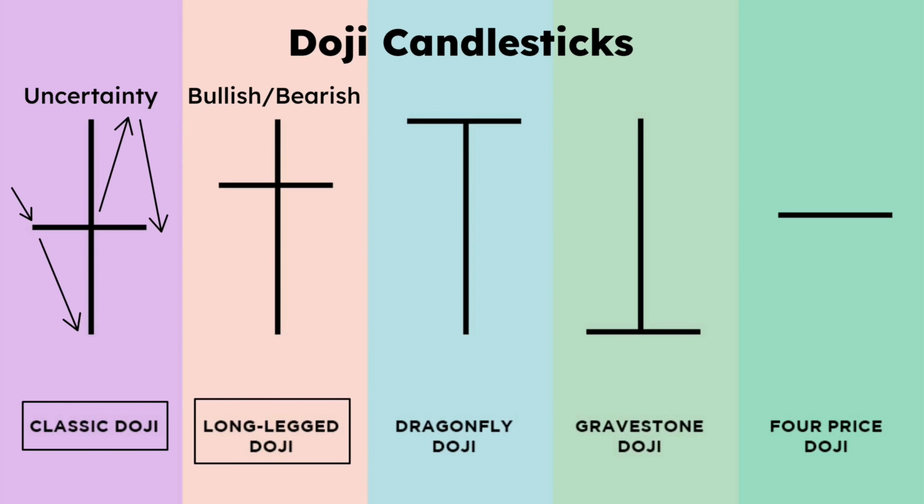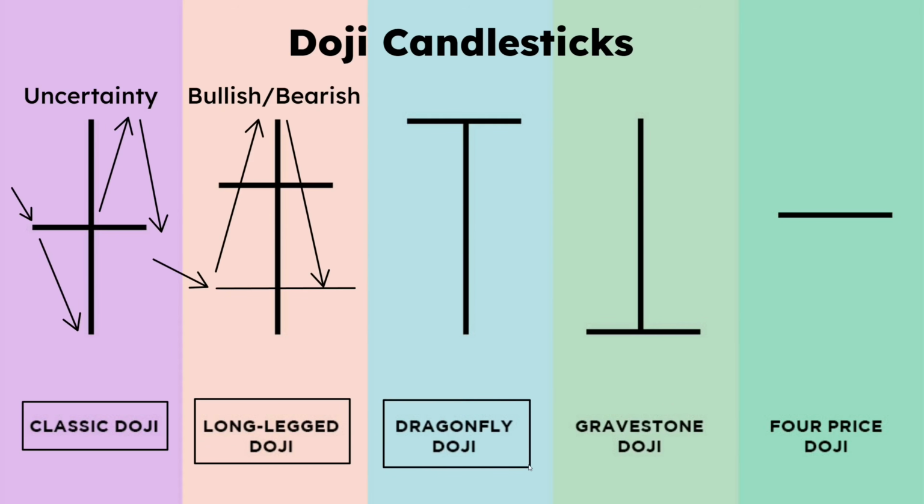But for example, if the body instead were all the way down here, then you can see that it opened here. During the candle, it went all the way up. But before the candle closed, the bears managed to push the price all the way down here, signaling a bit of bearish control. So this long leg Doji can be a little bit more bullish or bearish depending on where the body is. The next candle, which has a pretty cool name, is the Dragonfly Doji. If you understand the previous candle, you will probably understand if this one is bullish or bearish. And this one is bullish.